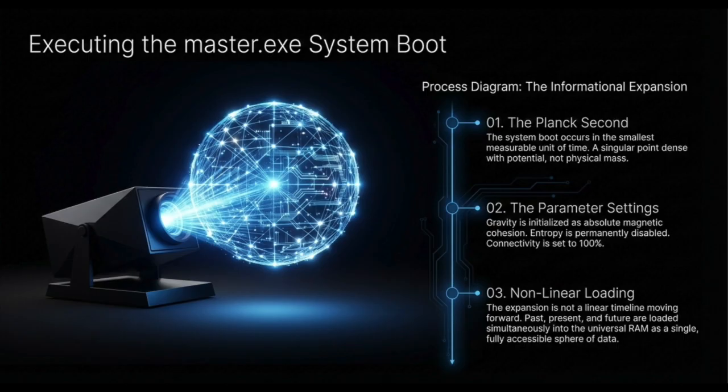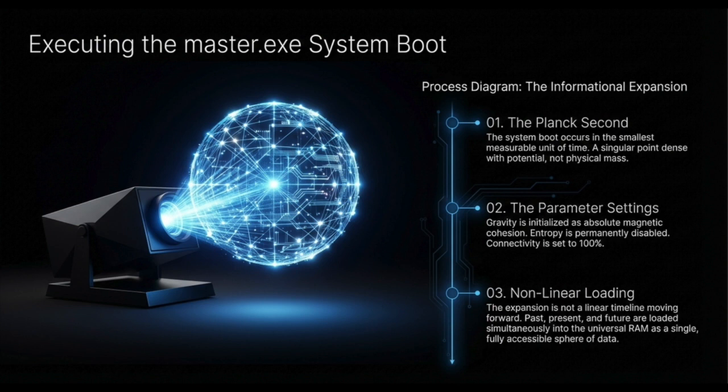Wait, hold on. I want to make sure I'm fully wrapping my head around this. Because it was a data burst, a projection of information rather than a physical explosion pushing matter outward, time didn't function like an arrow moving from the past into the future. Correct. If you look at it through the Track B lens, time is linear. You have yesterday, today, and tomorrow. But Dr. Gamble explains that the Tier 0 system boot was a non-linear start.